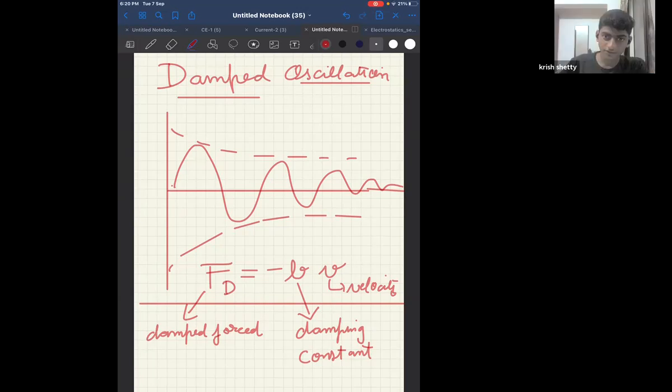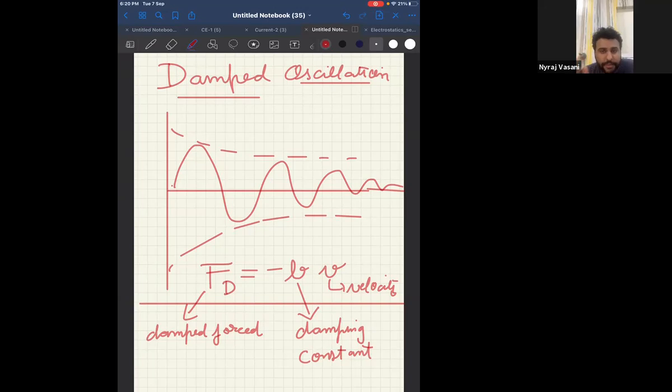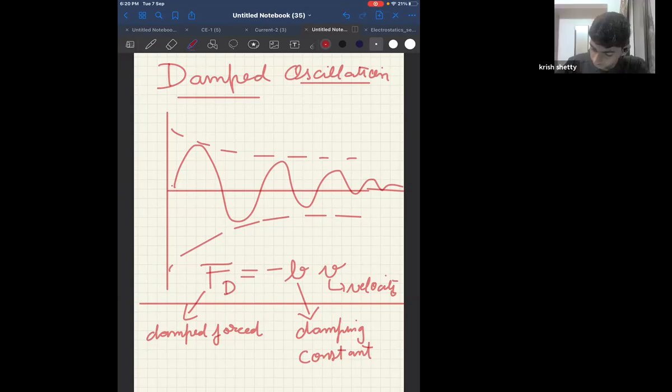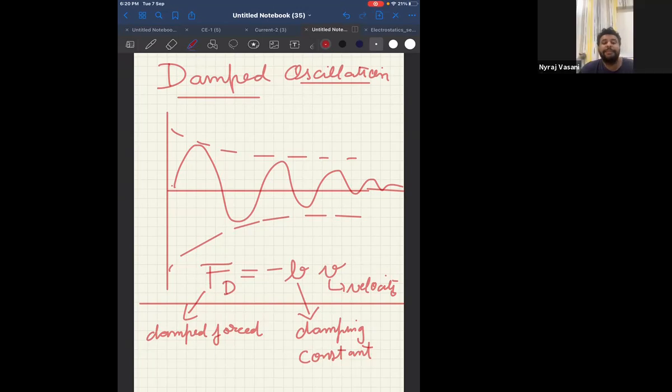Sir, is minus B the constant or just B the constant? Only B is a constant. That is called the damping constant. So in this chapter, we have two constants. One is K, which is a spring constant, and one is B, which is a damping constant. Therefore, overall force, this is the final topic.